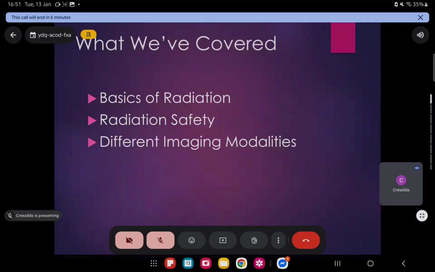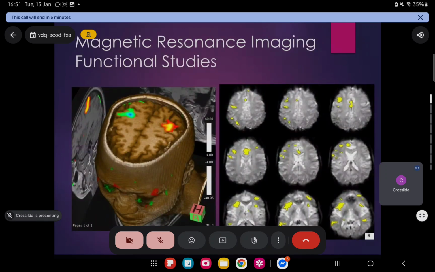Okay. So what have we covered for the past few minutes? We've covered the basics of radiation, radiation safety, as well as the different imaging modalities. Before, I used to discuss all of this here, but I feel that it might be a little bit better if we discuss this when we go into the different imaging modalities or the different organ systems.